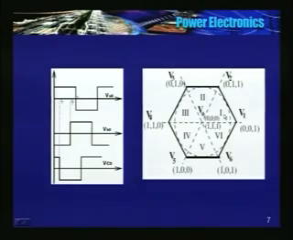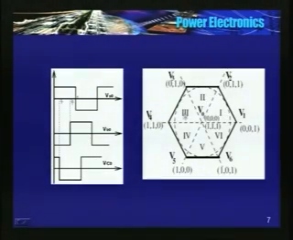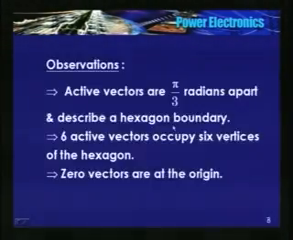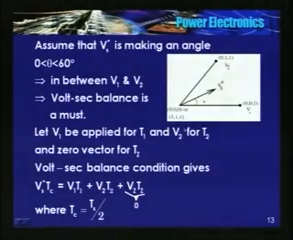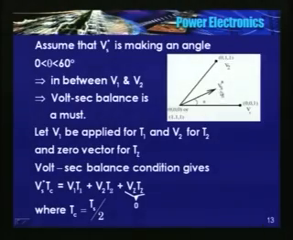See, this is sector 1, sector 2, sector 3, sector 4, sector 5, sector 6. So please remember, sector 1 is from 0 to 60 degrees and sector 2 is 60 to 120 and so on. Therefore I assume that the space vector lies in sector 1, and the magnitude of the space vector is less than the rated.